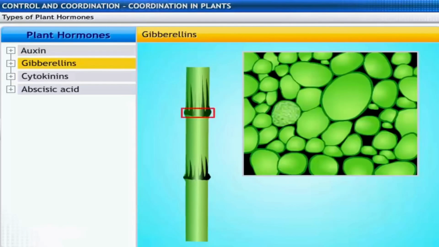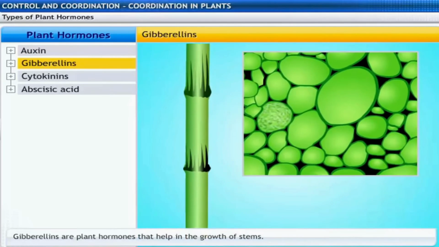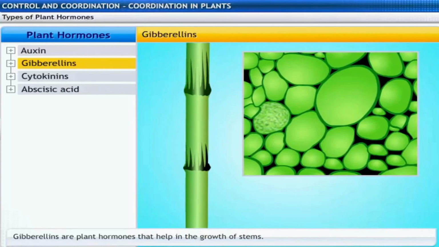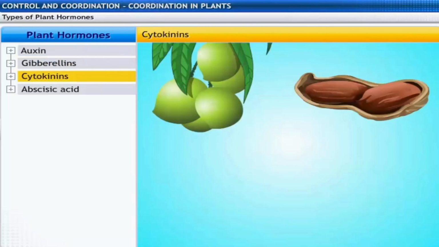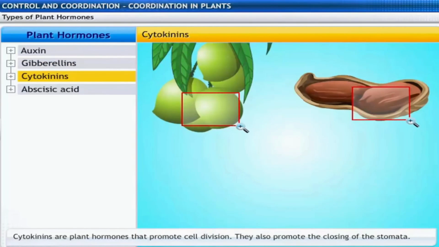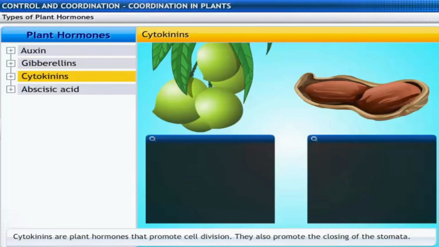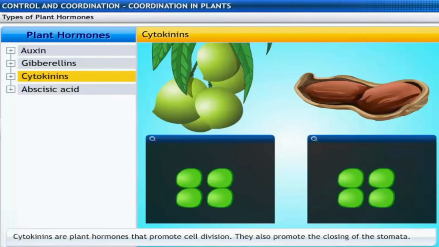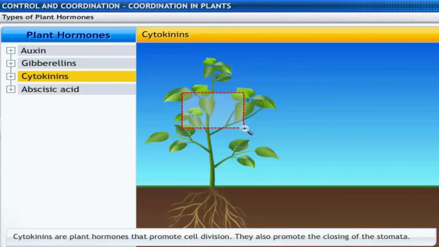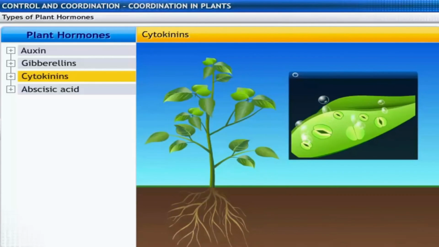Gibberellins. They help in the elongation of internode and play a role in the growth of the plant along with auxins. Cytokinins promote cell division. They are present in large numbers in areas of rapid cell division such as fruits and seeds. They also promote the opening of the stomata.